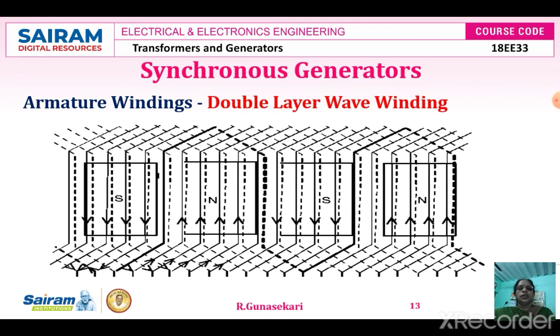Then double layer wave winding. You see a single slot consists of two layers, the dotted line and the solid line. That means the double layer. So this is the double layer wave winding.